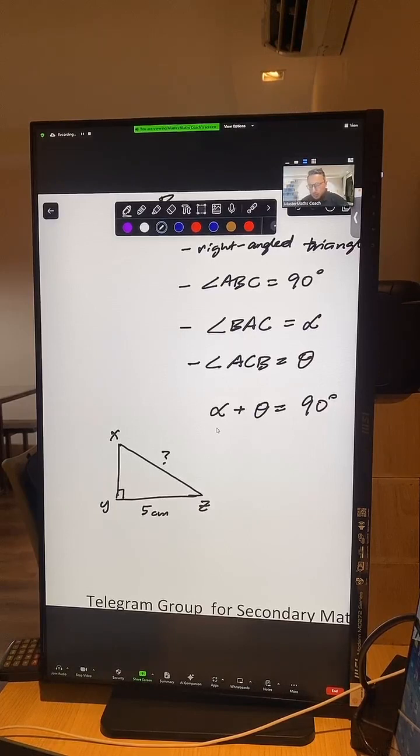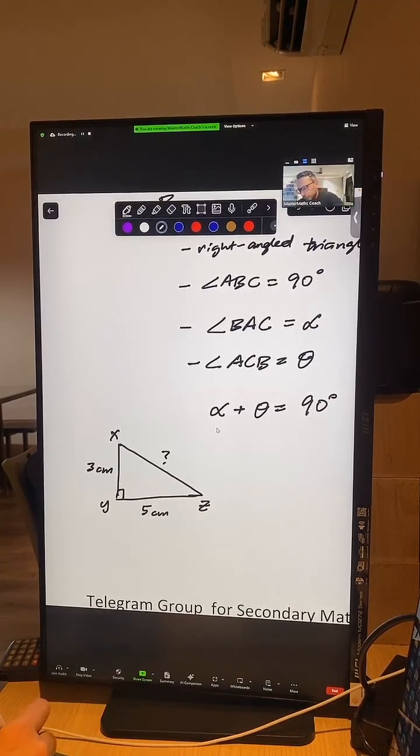Now, if I do not have anything else, I cannot find the hypotenuse. If the only thing I have is YZ equals 5 cm, then I can't find the hypotenuse. But if they give you XY, let's say they tell you that XY is 3 cm, then to find XZ you just need to use your Pythagoras theorem.